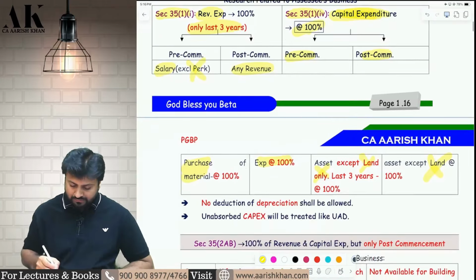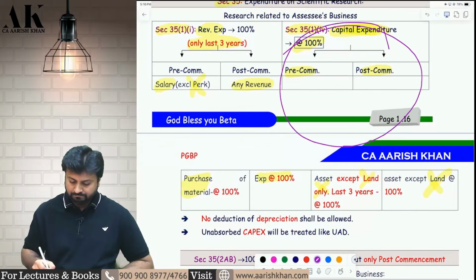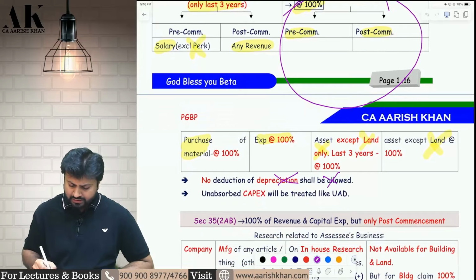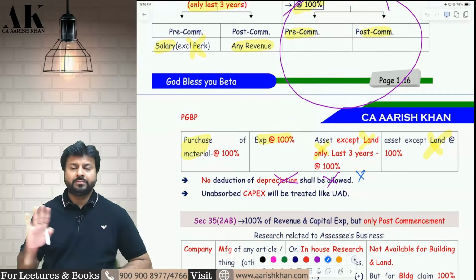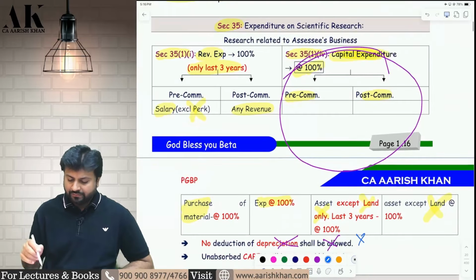Okay. Now, once you claim 100% deduction on capital expenditure, you will not get any kind of depreciation deduction over here. Don't ask for normal depreciation. Don't ask for additional depreciation. The deduction of depreciation is not allowed to you. Yes, but one benefit is there.